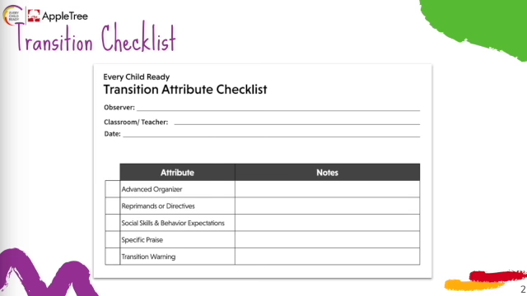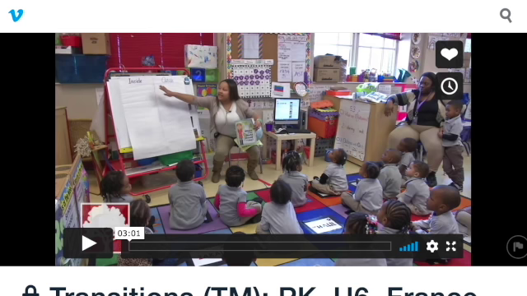We're looking for an advanced organizer, reprimands or directives, social skills and behavior expectations, specific praise, and a transition warning. Let's see what we see.